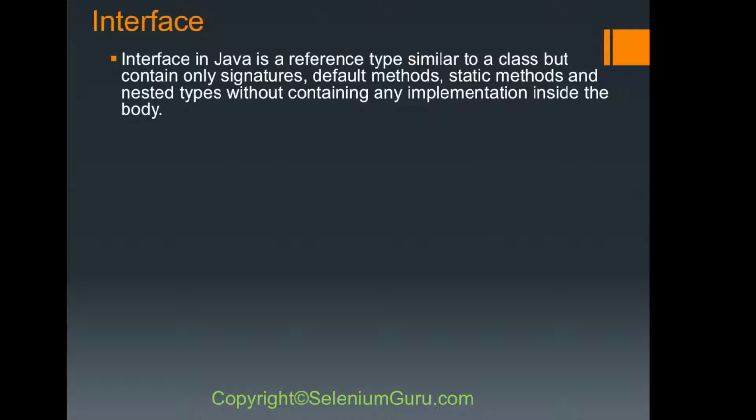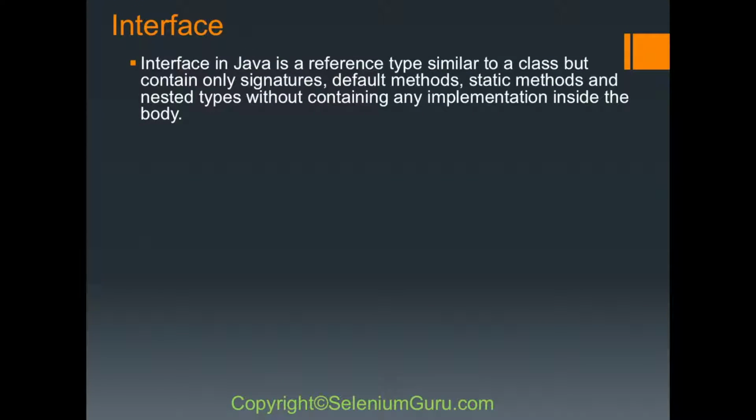Okay, so what that basically means is an interface is kind of like a class, right? However, it only has abstract methods. You can only have abstract methods and variables that are static and final. So you can only have those abstract methods.